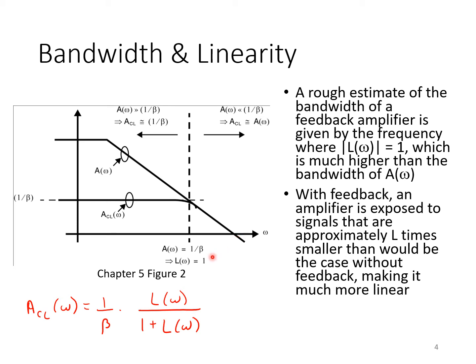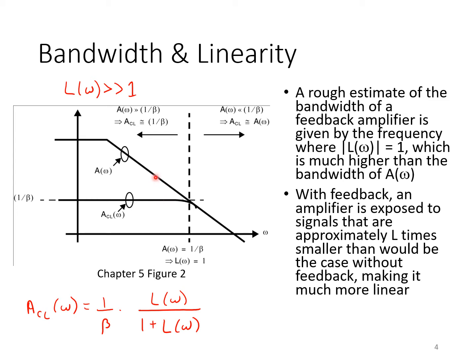So in cases like this, we've got at low frequencies, L being much greater than unity, and hence this term here just approaches unity, and we end up with a closed loop gain of simply 1 over beta. So even as A may be varying over frequency, as long as L is much greater than 1, then the closed loop response stays very close to its desired value of 1 over beta.